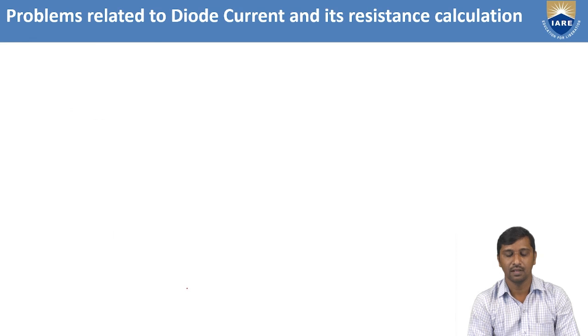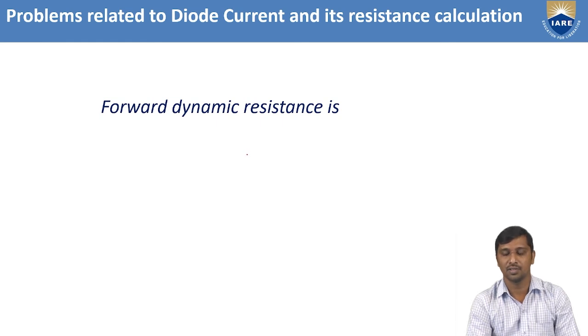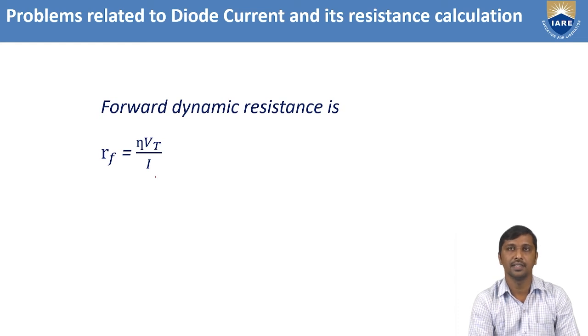By using this, now we are going to calculate how much forward dynamic resistance is offered with respect to the given specifications. We know that the dynamic forward resistance is represented as eta times Vt by I, where eta is a constant based on germanium or silicon. If it is germanium, we need to consider 1. If it is silicon, we need to consider 2. And Vt is the thermal voltage and I is the current.